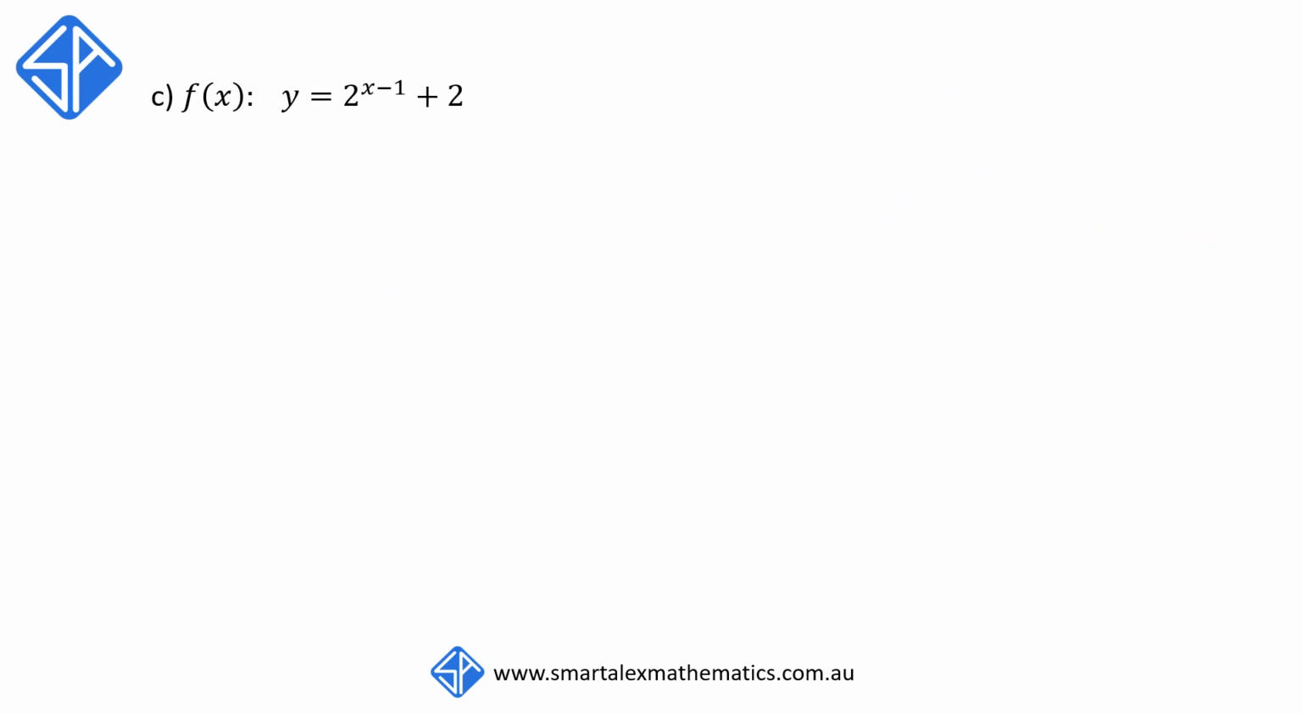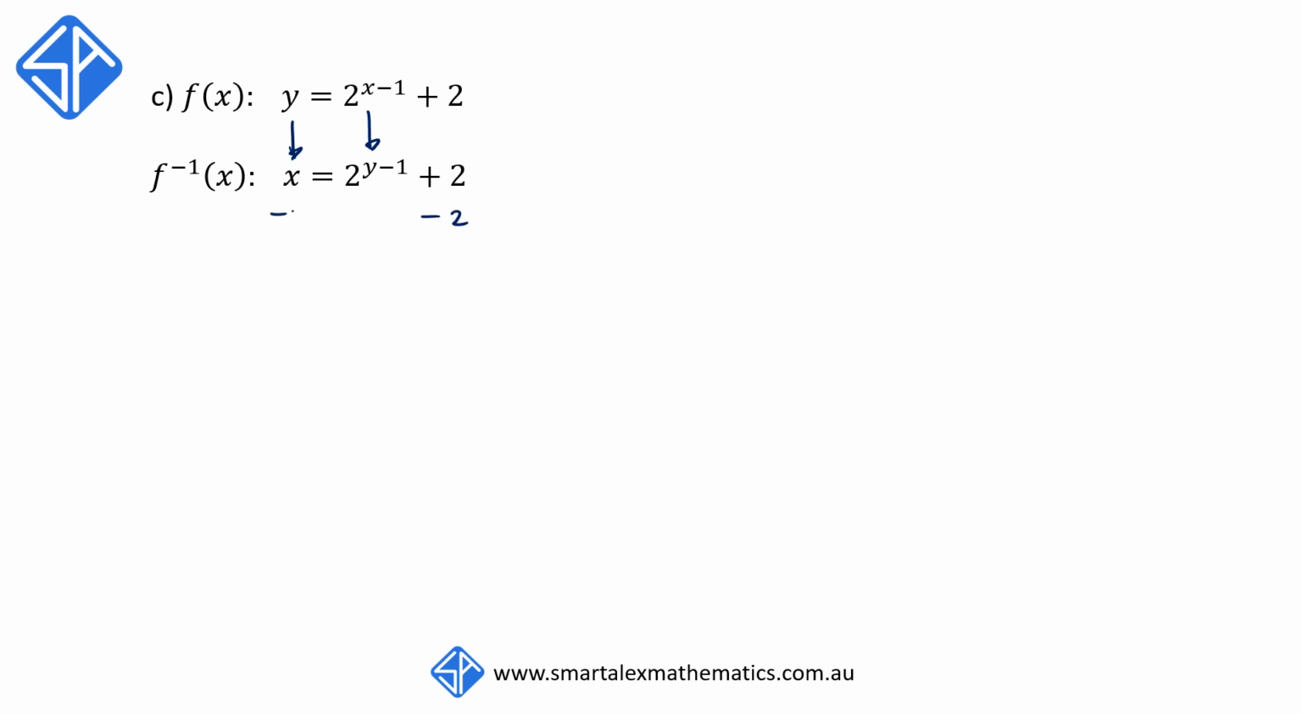Our last example, we've got the function f of x defined as y is equal to 2 to the x minus 1 plus 2. This is an exponential function. To find the inverse function, we're going to swap the x and the y variables so that the y becomes x and the x becomes y. We're now going to rearrange this equation to make y the subject.